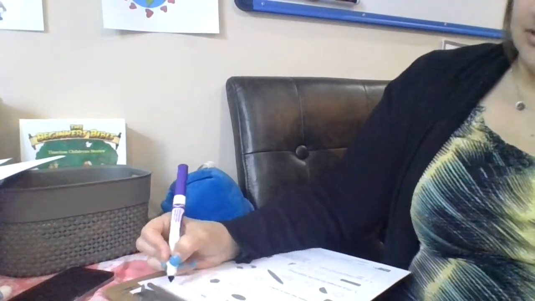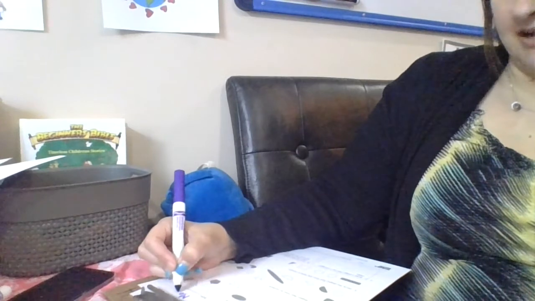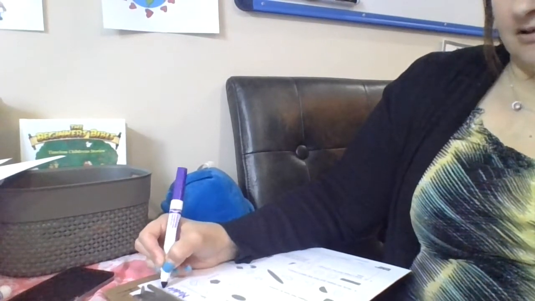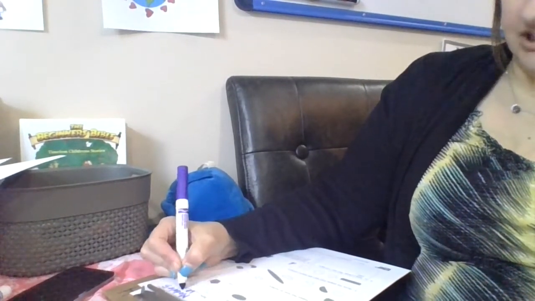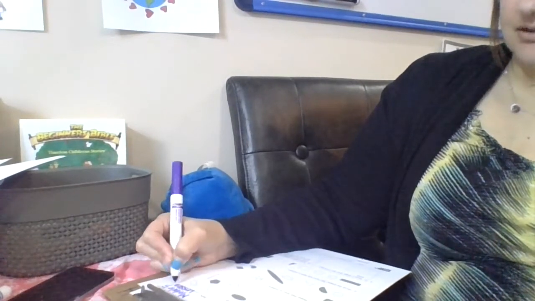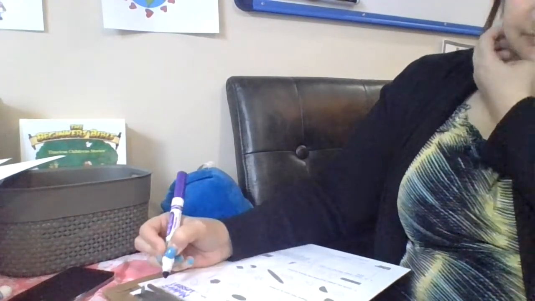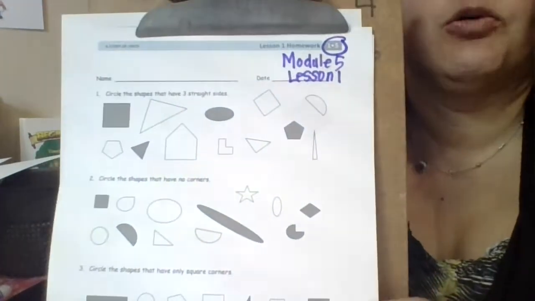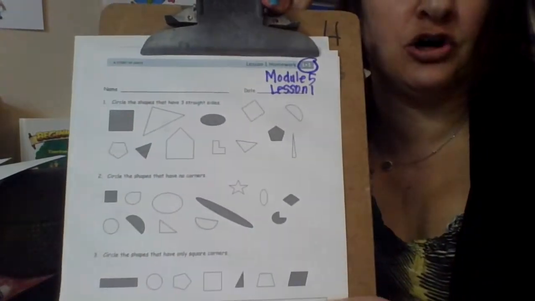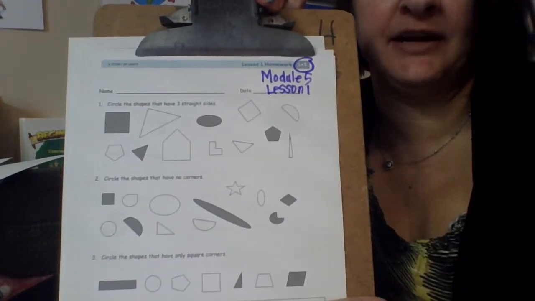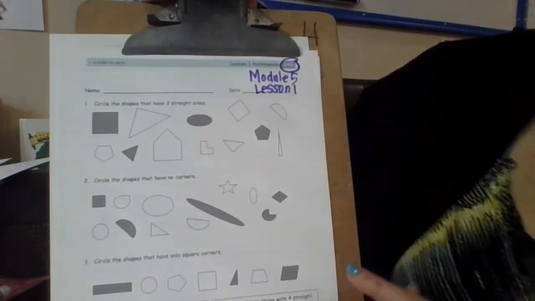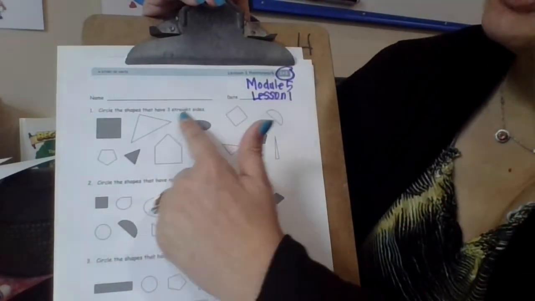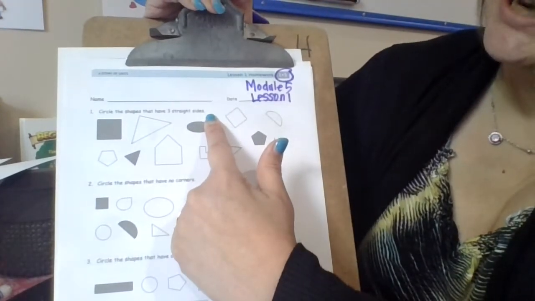So I am asking you to do Module 5, Lesson 1, homework page. It'll have 1-5 at the top in your homework book. When you pick up your next packet, I sent home your homework book, so you'll be able to get this page out of it. Number 1 says circle the shapes that have three straight sides.